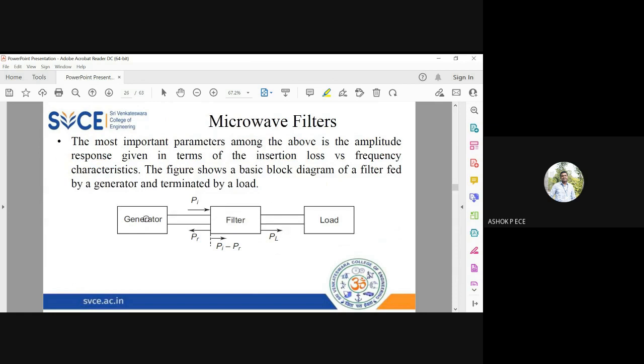This is a general diagram. You have a source, you have a filter, and you have a load. So input power from the generator will go to the filter. Some reflected power will go back. The effective power will be going to the load.